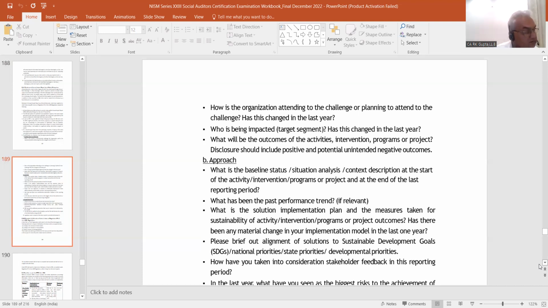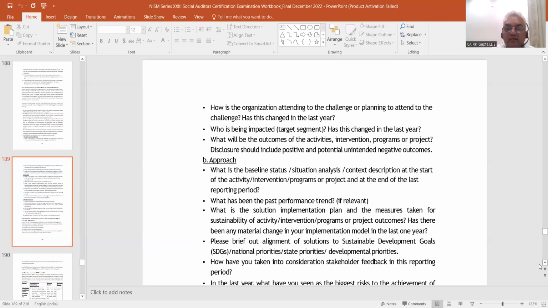Then approach. So the first point was regarding the strategic intent and planning. Second is approach. Third is impact scorecard. So regarding approach, what is the baseline status, situation analysis, context description at the start of the activity, intervention, programs or project, and at the end of the last reporting period? What has been the past performance trend, if relevant? What is the solution implementation plan? And the measures taken for sustainability of the activity, intervention, programs or project outcomes.